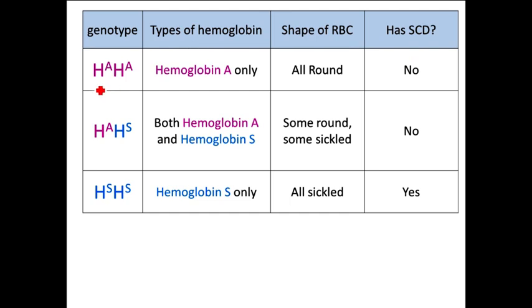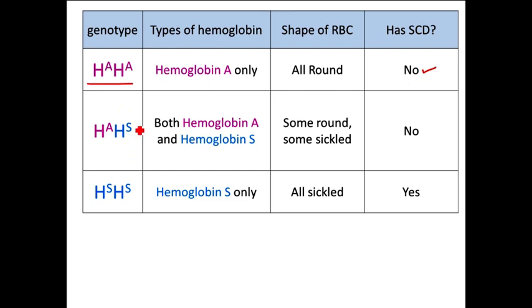So for starters, let's look at someone who is HA HA. This means they have only normal copies of the allele. They don't have a mutated version of that allele, so they will only make hemoglobin A. All of their red blood cells will be nice and round and normal, and of course this person would not have sickle cell disease.